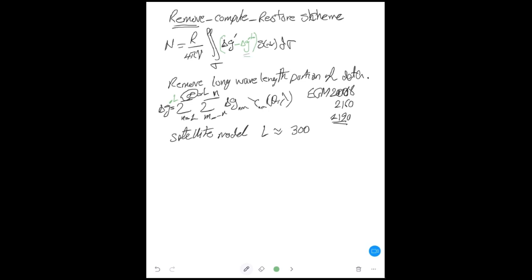I remove, compute, restore, or RCR. I remove this one. What I get will not be zero anymore. It will be some frequencies of N. And therefore I need to add something back, but I will explain what should be added back.